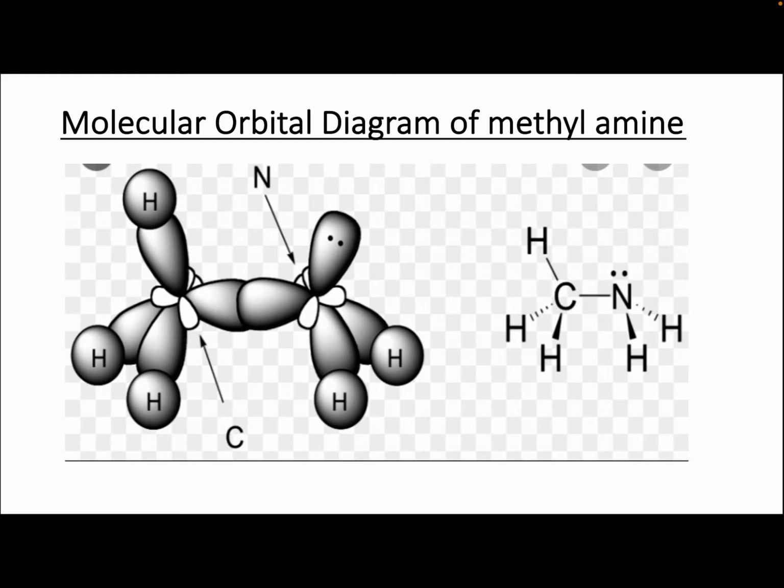So, the molecular orbital diagram of methylamine. You are seeing the C-N bond, where a sigma bond is there. How is this sigma bond formed? This sigma bond is formed by the overlap of an sp3 hybrid orbital of carbon and an sp3 hybrid orbital of nitrogen. That means carbon and nitrogen are both sp3 hybridized. That means here in amines, sp3 hybridization is there. Both carbon and nitrogen are sp3 hybridized.